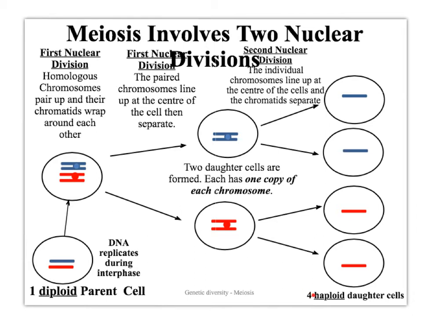You end up with 4 haploid daughter cells at the end of meiosis. They would be your gametes, and each of those are genetically different. I know at the minute these don't look genetically different, but with more than one pair of homologous chromosomes, and with crossing over, which we'll come on to in a minute, each of these in the end would be genetically different. They would have different combinations of maternal and paternal alleles.